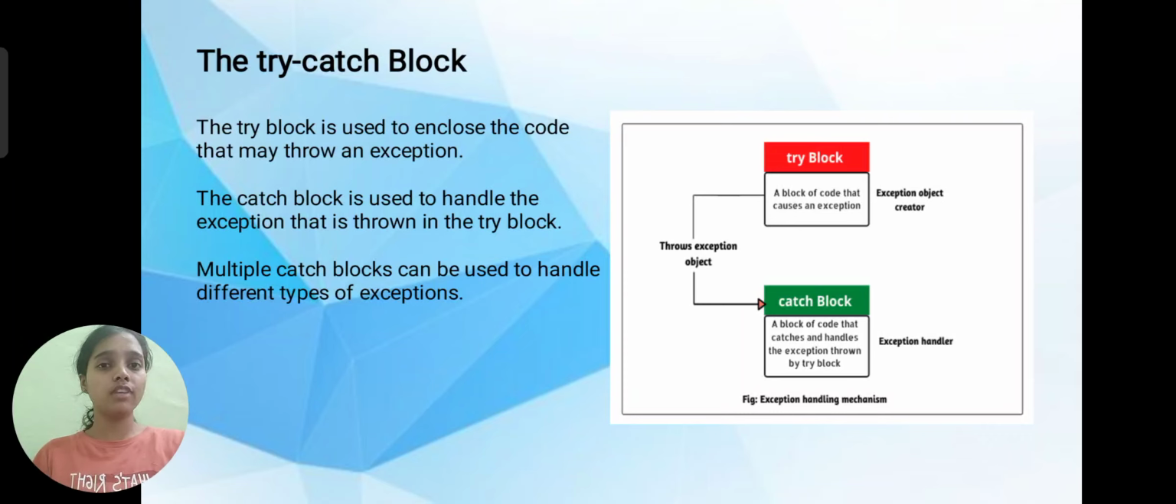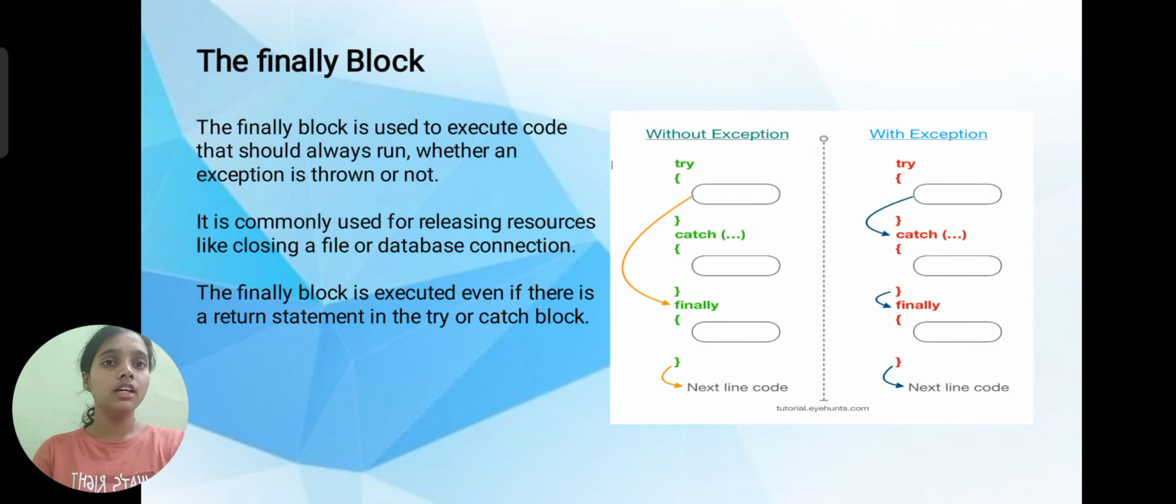So the catch block will contain the block of code that catches and handles the exception that is thrown by the try block. So the syntax should be the try block followed by the catch block, and we can use multiple catch blocks to handle the different types of exceptions, that is arithmetic exception, file not found exception, null pointer exception, etc.